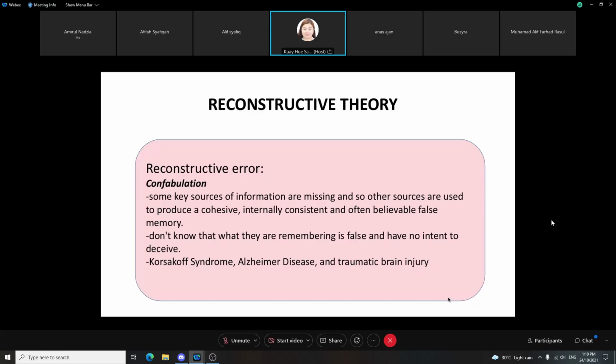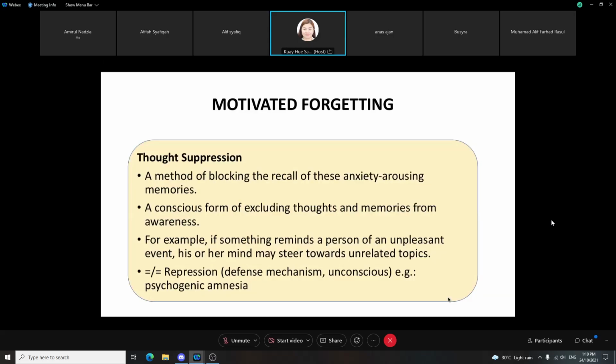So people with Korsakoff syndrome, for example, or Alzheimer's disease and traumatic brain injury, who go through all these, might have problems with confabulation, basically. Okay, so they have false memory. Motivated forgetting, on the other hand, is thought suppression. It's a method of blocking the recall of arousing memories, a conscious form of excluding thoughts and memories from awareness. For example, if something reminds a person of an unpleasant event, their mind will steer towards unrelated topics, so they don't want to remember that.